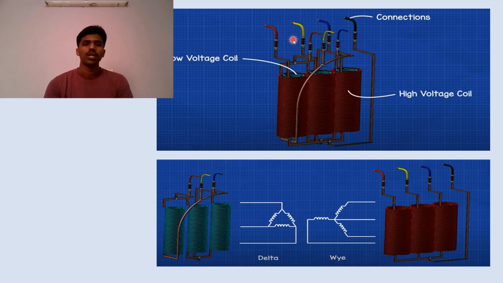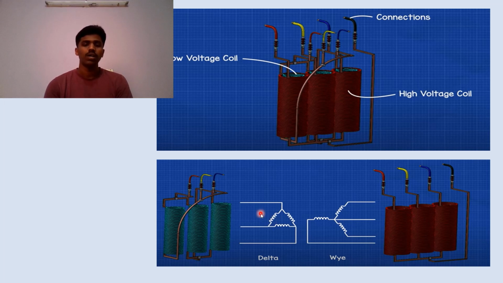With this setup, the coils are present concentrically, with the lower voltage coil at the inside and the higher voltage coil on the outside. These two coils are insulated from each other in order to share the magnetic field. And these two coils can be connected in different configurations. The most common configuration is delta Y configuration, or sometimes it is referred to as delta star configuration.